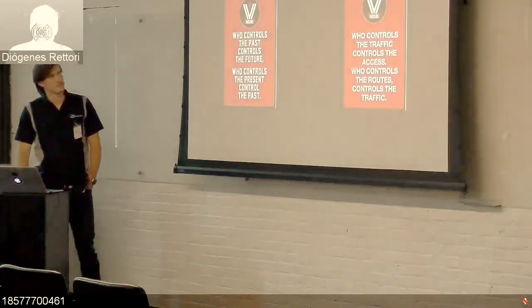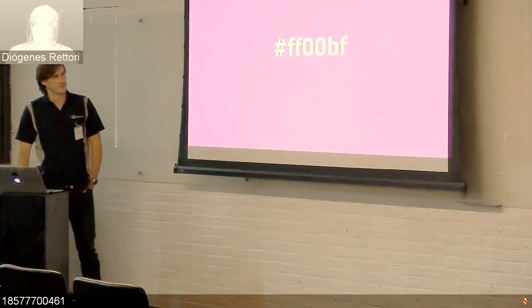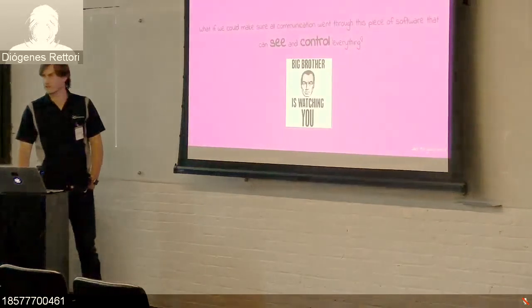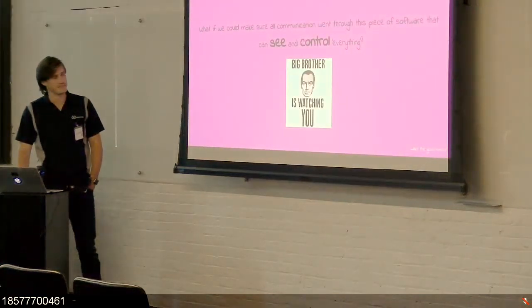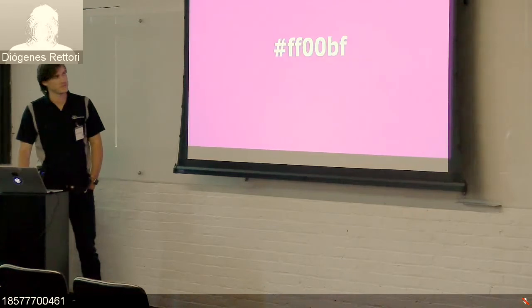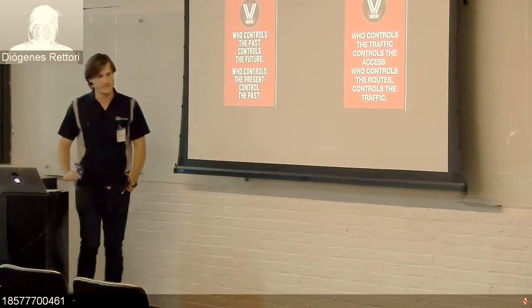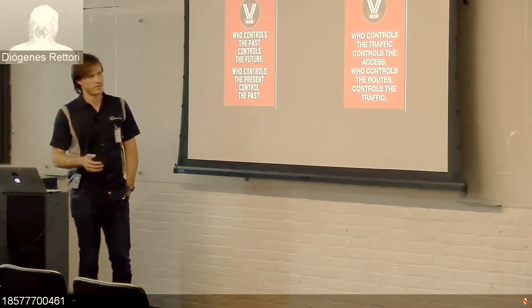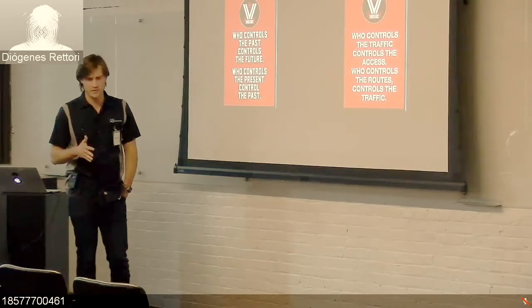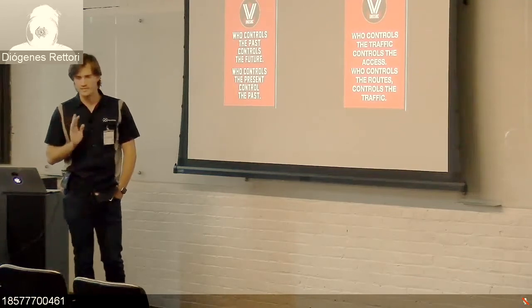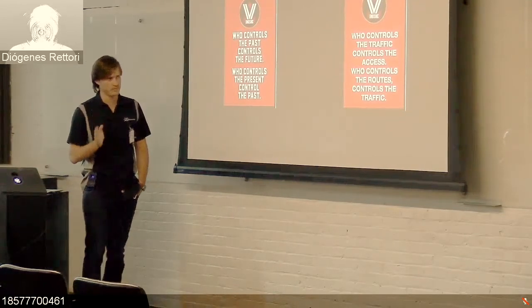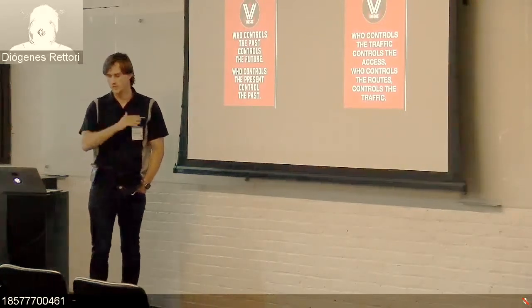So I decided to do this. In 1984, Big Brother is watching you. They said, who controls the past controls the future, who controls the present controls the past? And it's like, who controls the traffic controls the access, who controls the routes controls the traffic. So that was the parallel I made with Envoy to explain that it's going to control traffic, meaning how many times can you do this operation, who are you, can I trust you, and also the routes, like, who should I send you to now?